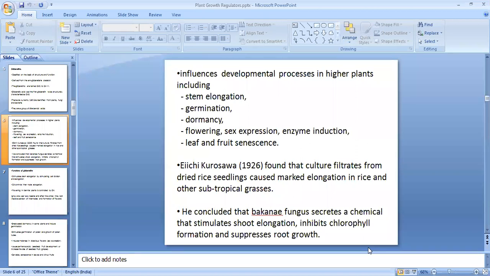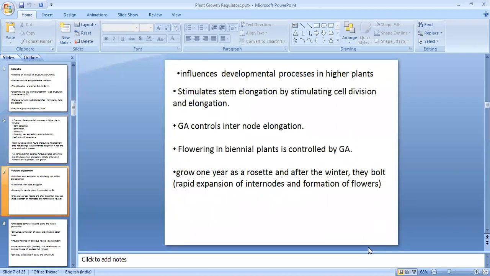And these gibberellins were first studied and isolated by E. Kurosawa in the year 1926. It was found in the marked elongation in rice, and also in subtropical grasses. And finally, it was concluded that it was obtained from the fungus called Gibberella. It secretes a chemical which stimulates the shoot elongation, inhibits chlorophyll formation, and suppresses the root growth.